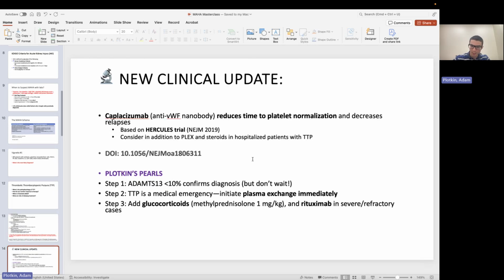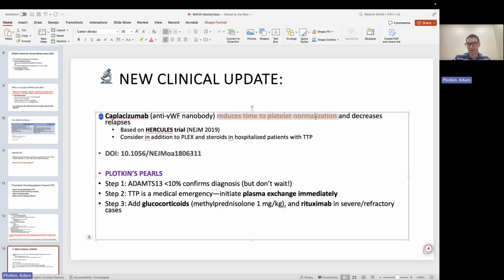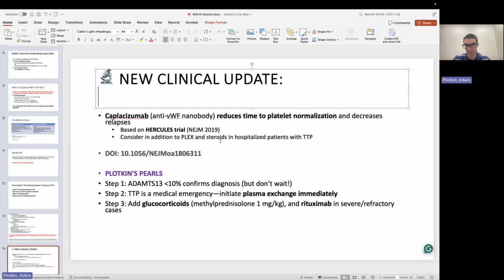I wanted to also include in this lecture some newer clinical updates. There's this beautiful new drug called caplacizumab. It is an anti-von Willebrand factor antibody, and in the clinical trial, the HERCULES trial, it showed that it reduces time to platelet normalization and decreases relapse. So it could be considered in addition to PLEX and steroids in hospitalized patients with TTP.